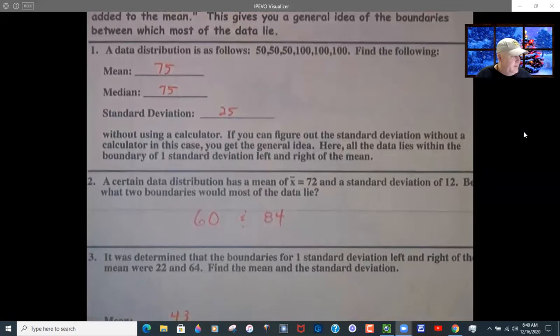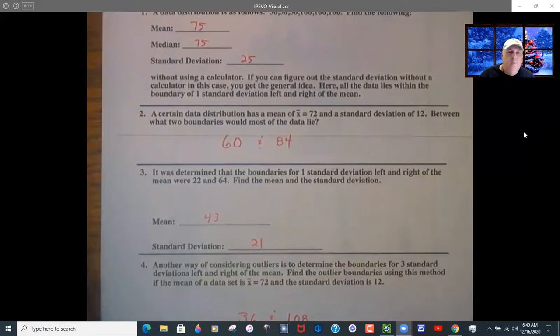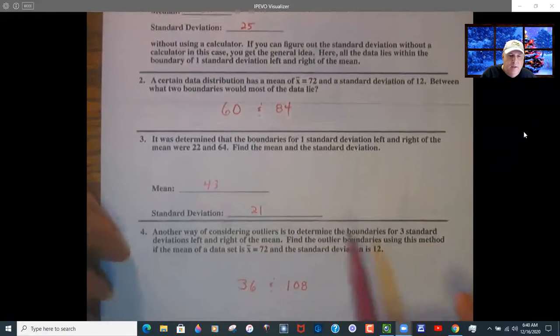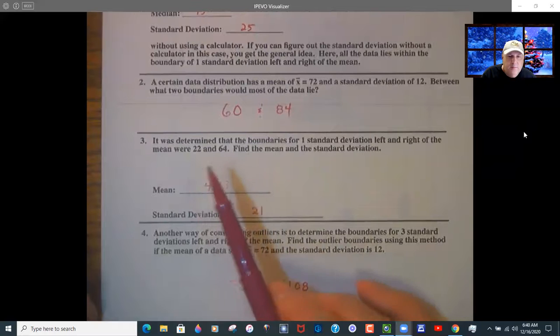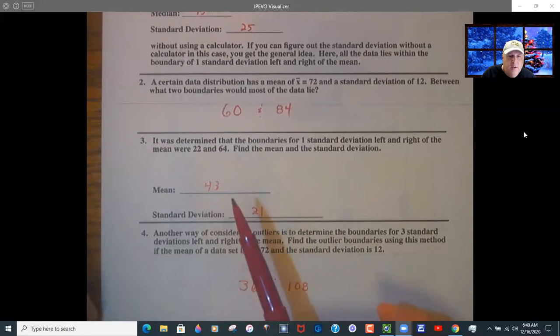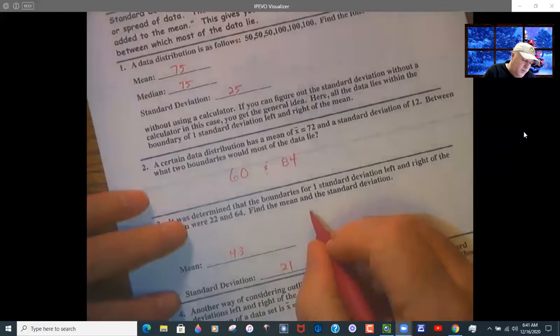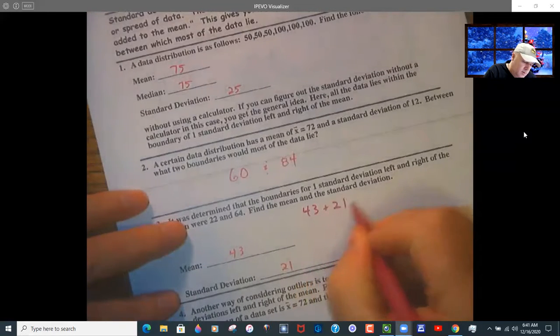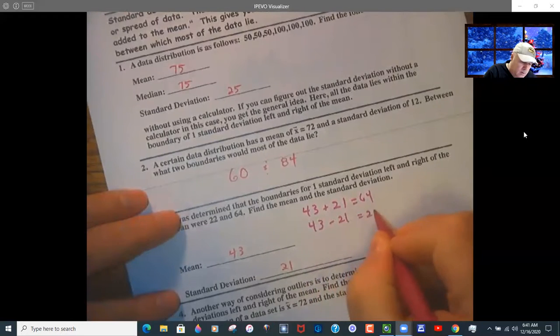Okay, so the rest of this is just adding. So what do you do with standard deviation? Well, you add and subtract it from the mean. So here we did it 1 time. So that's where most of your data would lie. And then here we kind of went backwards. We gave the results 1 standard deviation. So find the halfway in between, and then it's 21. So 43 plus 21, 43 minus 21. It's pretty simple.